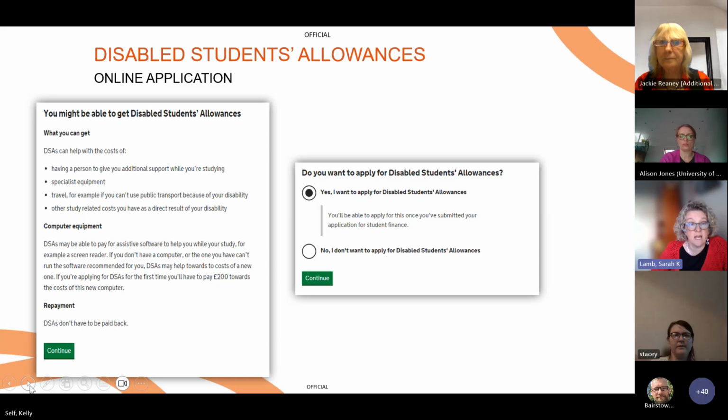So in terms of the computer equipment, Student Finance England expect all students to have access to their own laptop. Now, what this means is that a laptop can be provided through disabled students allowance, but you may have to make a contribution of £200 towards the cost of that computer. So that's just something to bear in mind, and that's because they expect all students to have one.